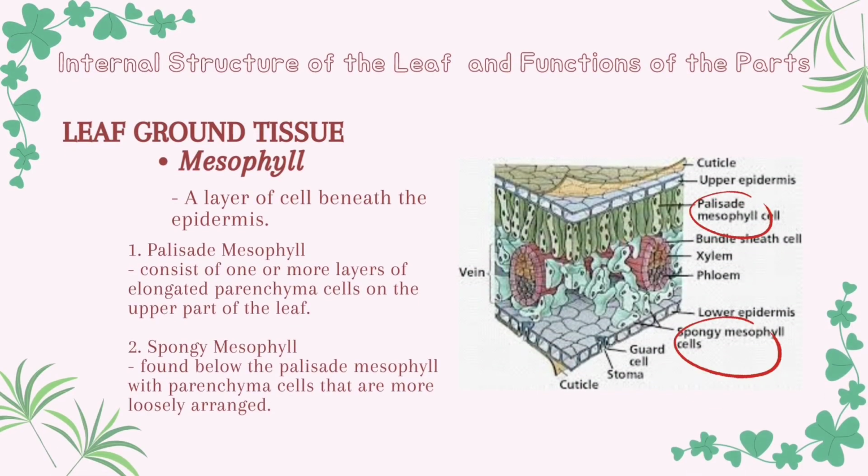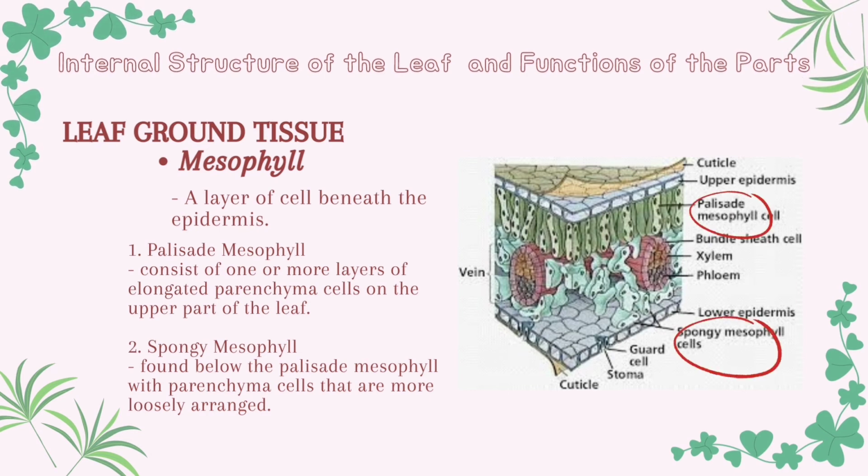Next, we are looking at the ground tissue of a leaf. The leaf ground tissue is called the mesophyll. The mesophyll consists mainly of parenchyma cells specialized for photosynthesis. And if you recall, parenchyma cells are used mainly for storage, especially since their cell walls are very thin. The mesophyll has two distinct layers: the palisade and the spongy.